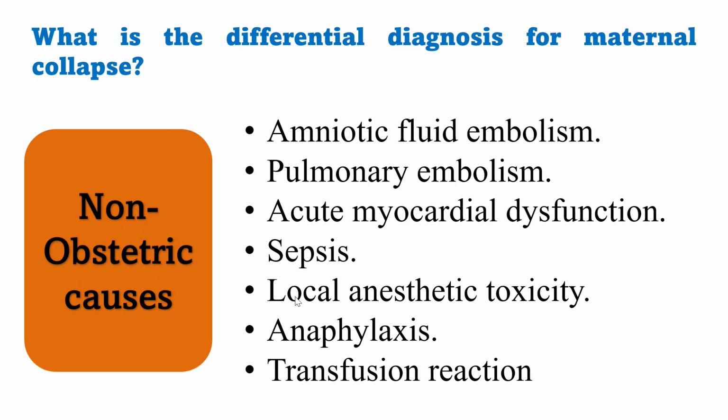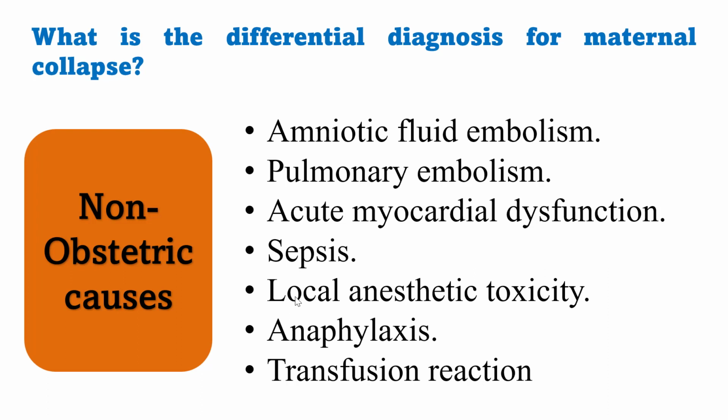Regarding the non-obstetric causes for maternal collapse, there is amniotic fluid embolism. This is our topic today. Pulmonary embolism. The pregnant woman is hypercoagulable, so may suffer pulmonary embolism. The pressure of the gravid uterus on the IVC can lead to stagnation of blood in the lower half of the body, and this can lead to deep venous thrombosis in the lower limbs that can cause pulmonary embolism.